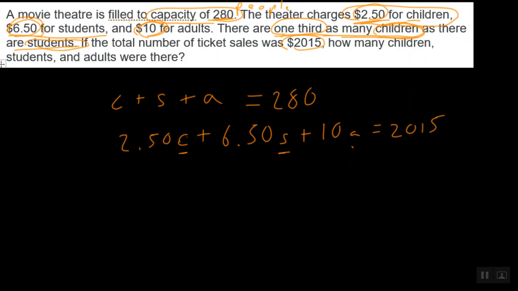So in this case, what I would say is children are the smaller amount. So we're saying, you know, children represent the 1/3 of the students. And so that's how we're going to determine this. Children represent the 1/3 of the students.